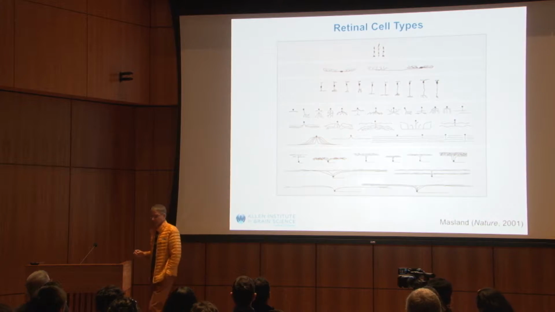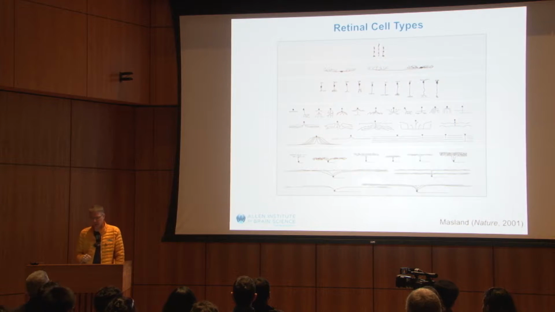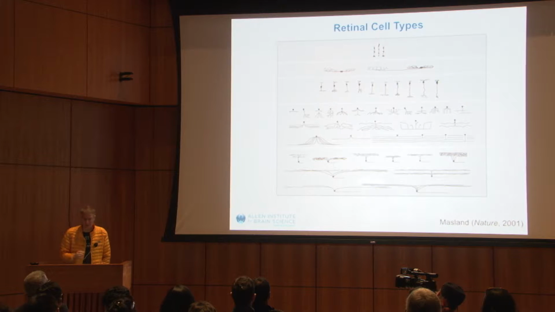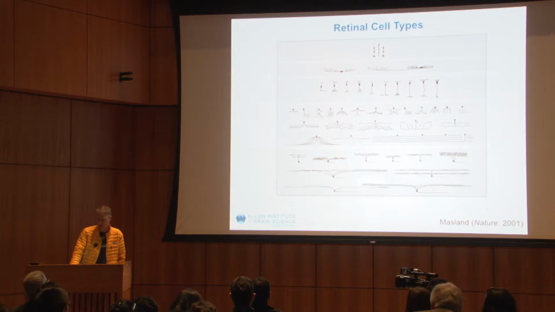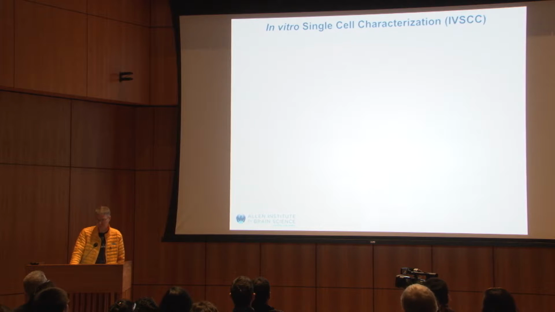So we have this for the retina. In fact, it is the only place where we have this beautiful cellular description. Each one has a specific function and a very specific morphology. We don't know what those cell types are for the cortex, and so we need to discover them.